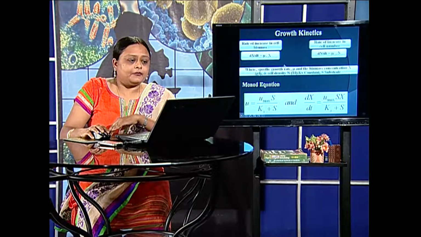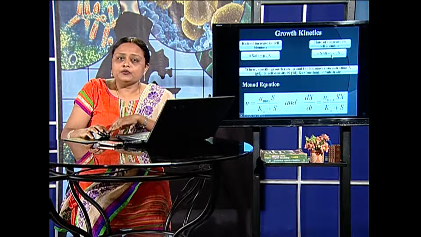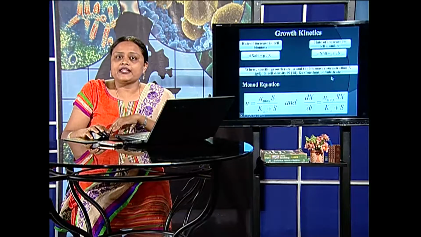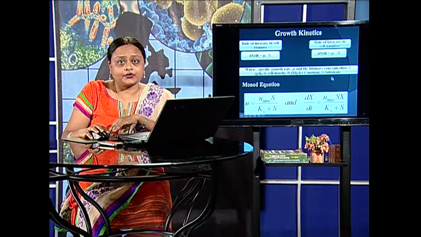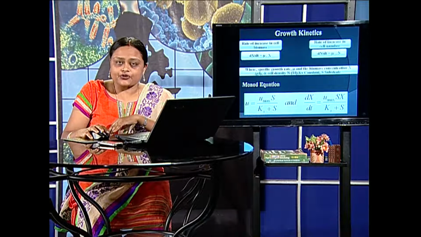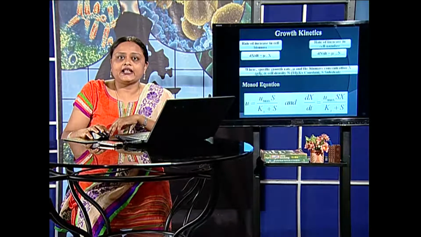Now, we need to understand mu because in industry, media is not the best for growth. It is meant for production, and that is why the specific growth rate mu will be different from the maximum growth rate, that is mu max, as we can see here. Mu max is the best growth rate.